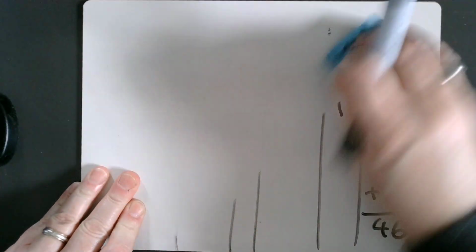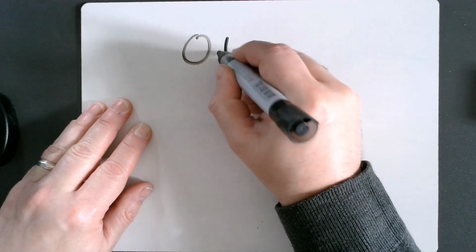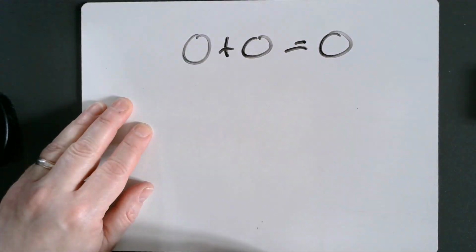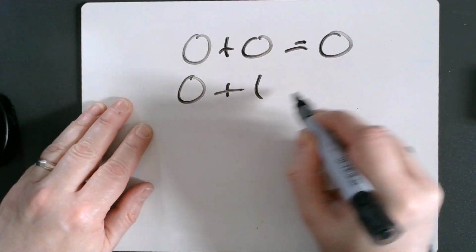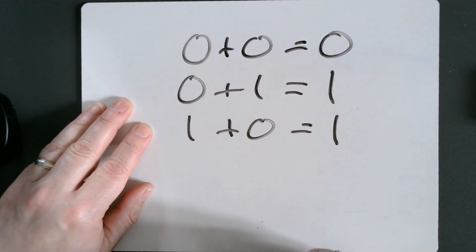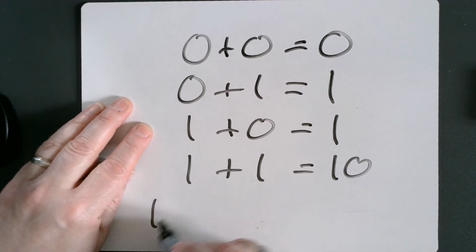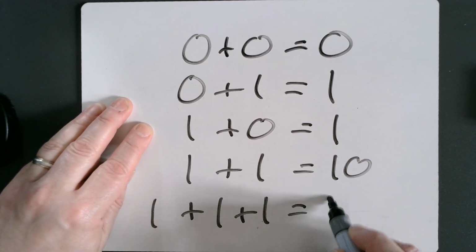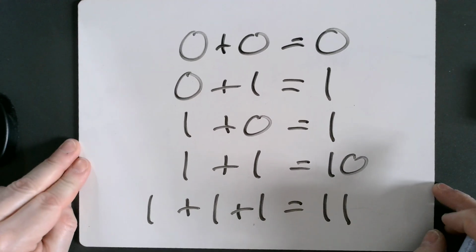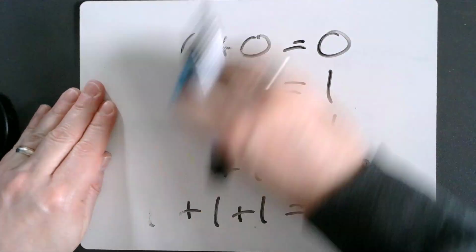The other thing that we can do is we can do binary addition. So we have some golden rules with binary addition. Our golden rules are 0 plus 0 gives us a 0. 0 plus a 1 gives us 1. 1 plus a 0 always gives us a 1. 1 plus a 1 is 10. 1 plus 1 plus 1 is 11. Now this is going to come in really important when we start to work out our binary addition.